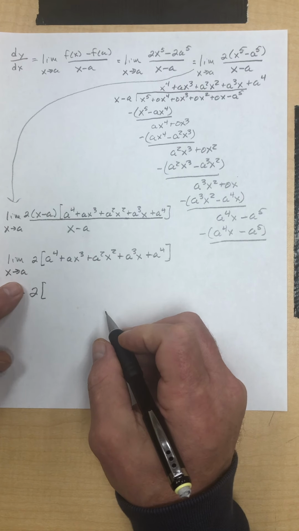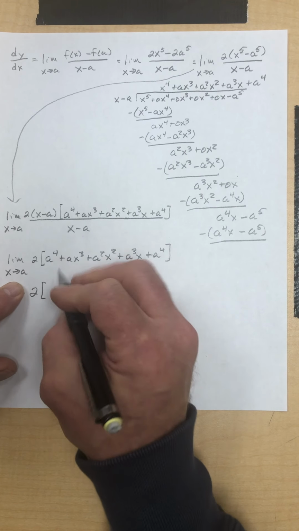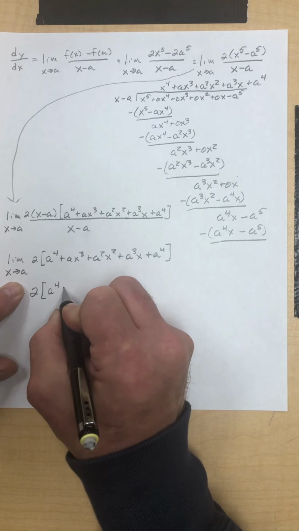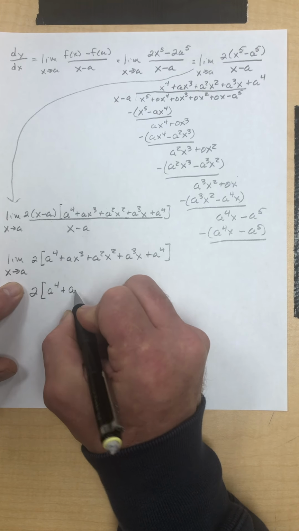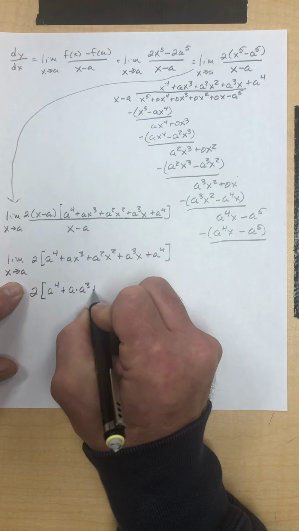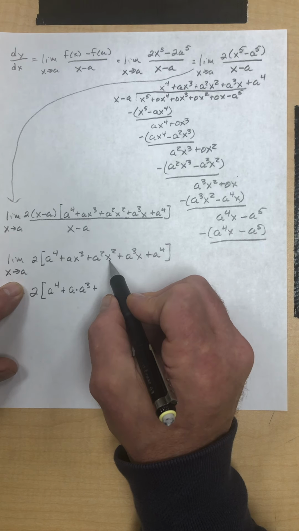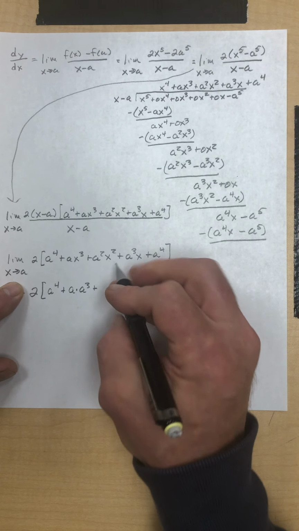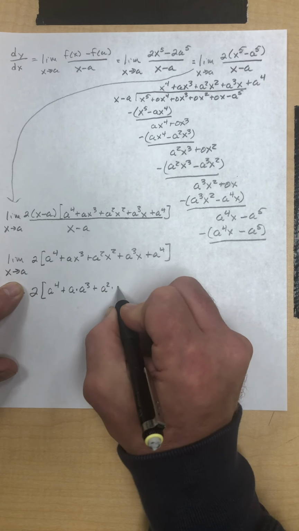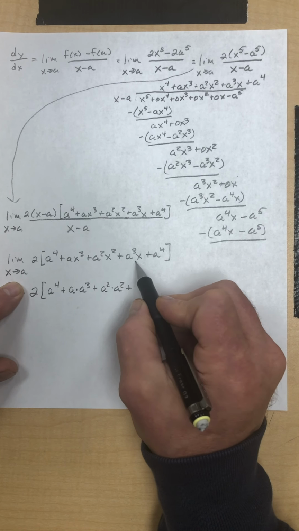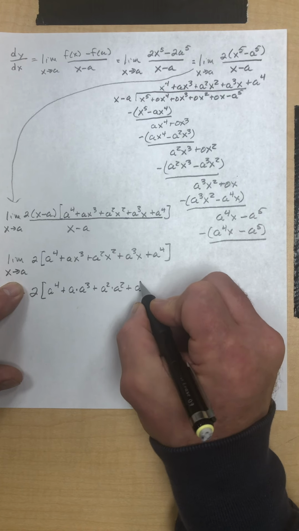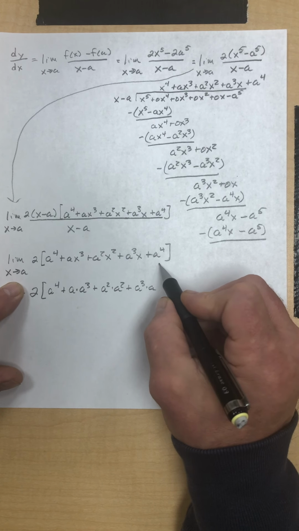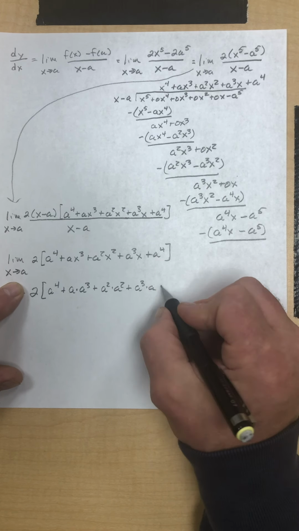Okay, so as x approaches a, this becomes a to the 4th. As x approaches a, this becomes a right there. So I've got a times a cubed. As x approaches a, this becomes a. So I get a squared times a squared. As x approaches a, that becomes a. So I get a cubed times a. And then obviously as x approaches a, it doesn't affect that last term at all.